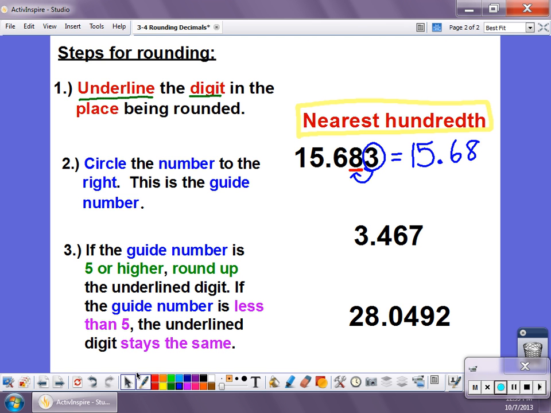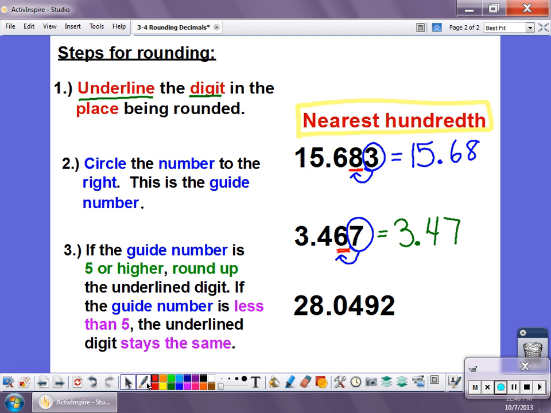Okay, let's try one more. Again, let's underline the digit in the hundredths spot and circle the digit to the right of it. That's my guide number. I'm going to look at it and see whether or not it's 5 or above. It is. Since this is 5 or above, the underlined number changes to the next number that's higher. So instead of 3.46, that 6 rounds up to a 7, and we get 3 and 47 hundredths.